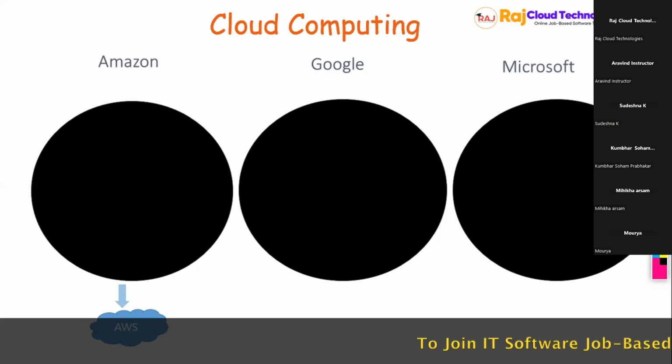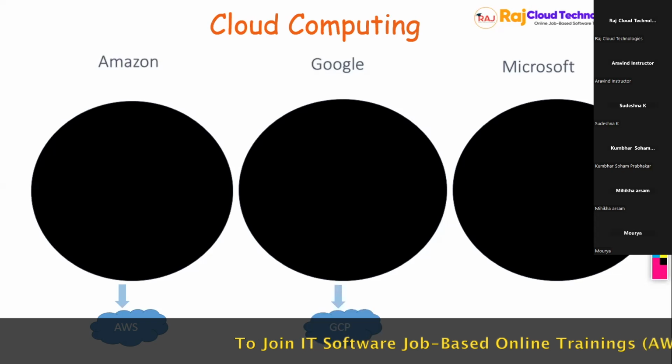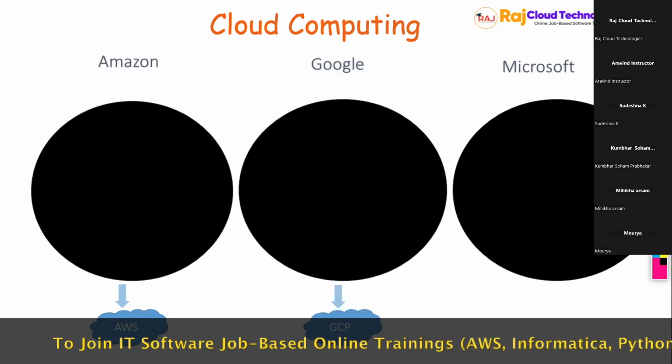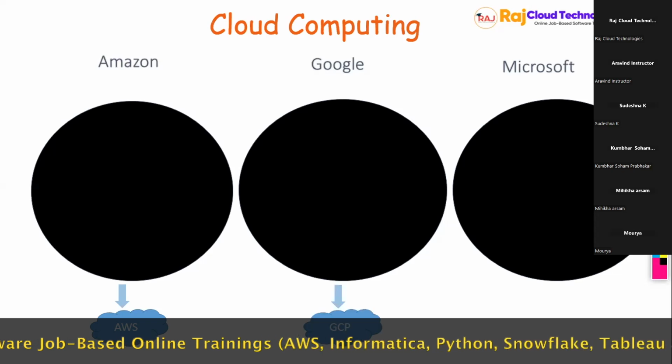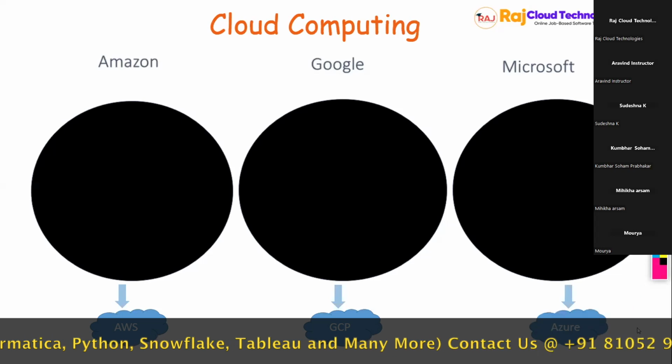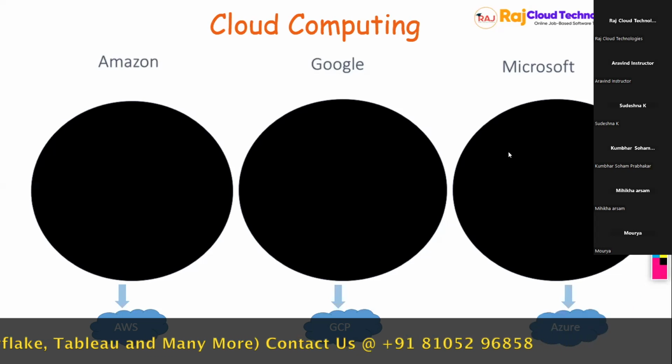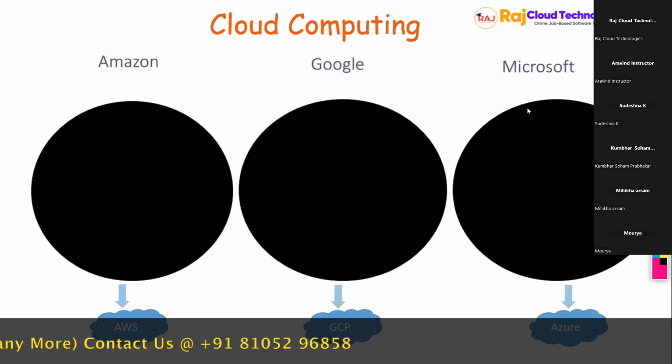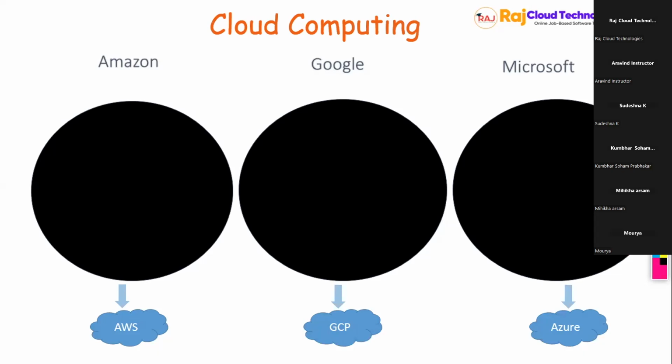Even Google company also provides cloud services through a platform called GCP. Similarly, Microsoft company also provides cloud services through a platform called Azure. Not only Amazon, Google, Microsoft, there are plenty of vendors who provide cloud services. But out of all those vendors, Amazon, Google, Microsoft are the top 3 vendors providing cloud services across the globe.